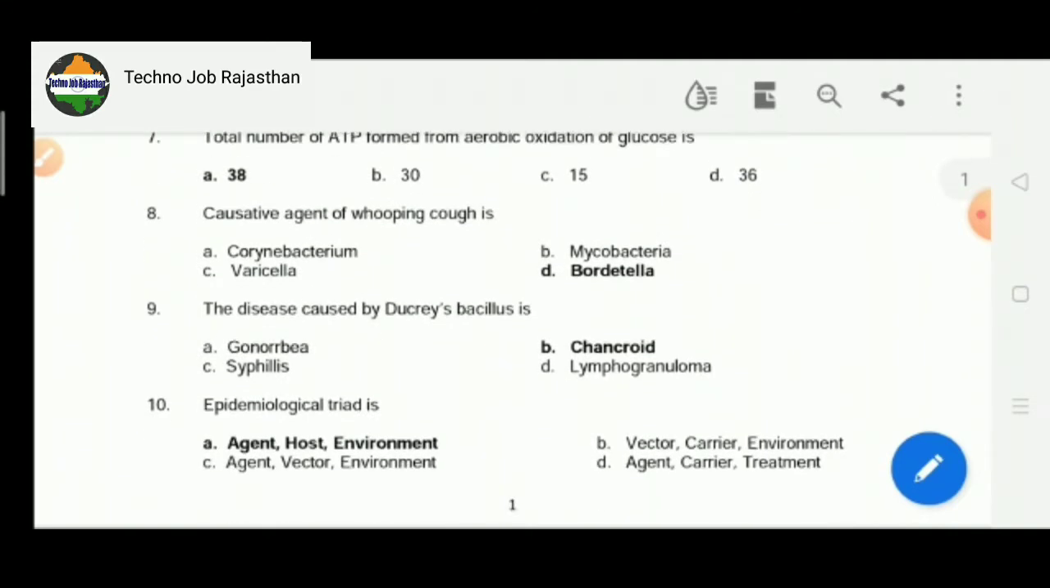Question number 9: the disease caused by Haemophilus ducreyi bacillus is option A gonorrhea, option B chancroid, option C syphilis, option D lymphogranuloma. So the correct answer is option B, chancroid.